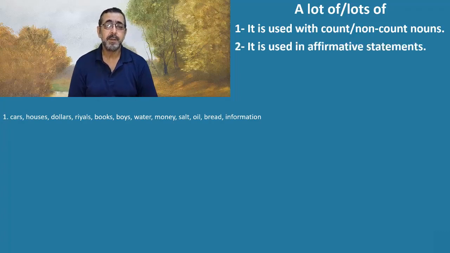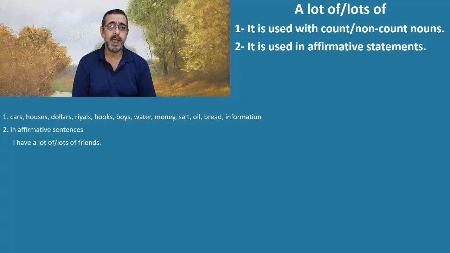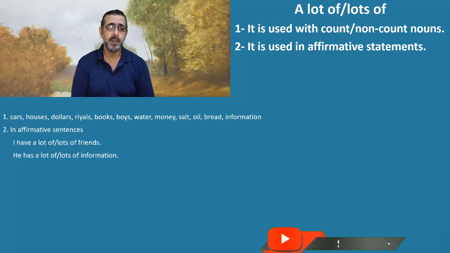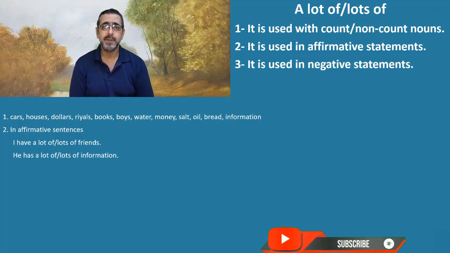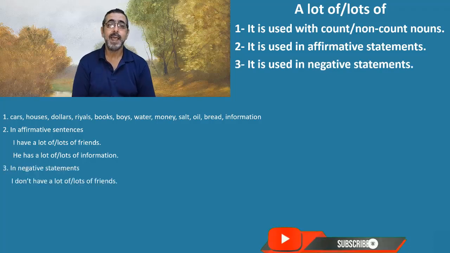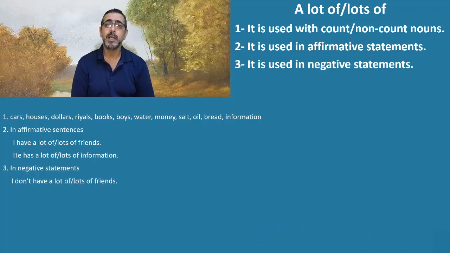It is used in affirmative statements. You can say, I have a lot of or lots of friends. He has a lot of information. He has lots of information. Also, we use it in negative statements. I don't have a lot of friends, or I don't have lots of friends. He doesn't have a lot of money, or he doesn't have lots of money.